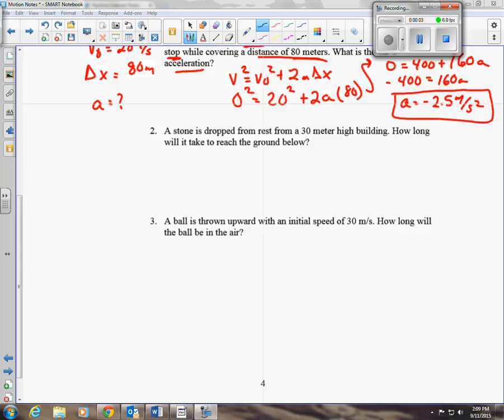In this video, we're going to start talking about gravity causing objects to fall. So here's the example. A stone is dropped from rest from a 30-meter high building. How long will it take to reach the ground? So again, we're going to try and find our givens.